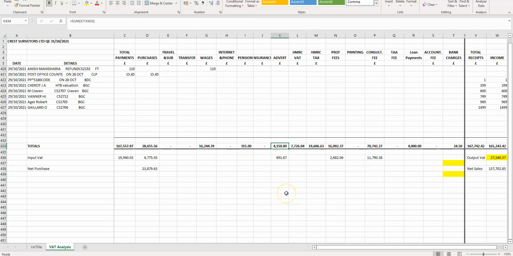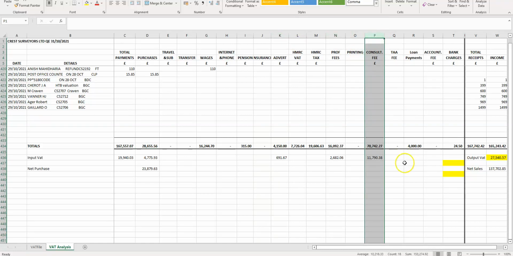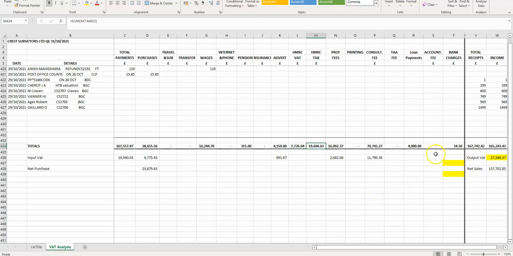So we have to identify on which categories we can claim the VAT back and which ones we cannot. For the purchases we can claim the VAT, for the advertising we can claim the VAT, for the professional fee we can claim the VAT, for the consultation fee we can claim the VAT. Now the wages we cannot claim the VAT on, the pension has no VAT, the HMRC payment has no VAT, the tax payment has no VAT, and a loan payment has no VAT. So if we never paid VAT, we cannot claim it back.